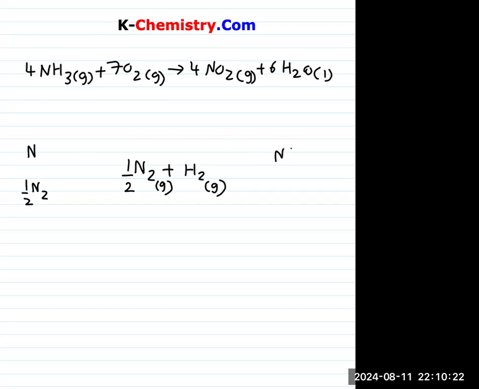Again, I need to make NH3, and the hydrogen here is 3 hydrogens. So if I'm using H2, how many H2 molecules do I need? You need to change H2 into H3. To change H2 into H3, you have to multiply it by 3 over 2, because when you multiply 3 over 2 by 2, the 2s cancel and you form 3 hydrogen atoms.